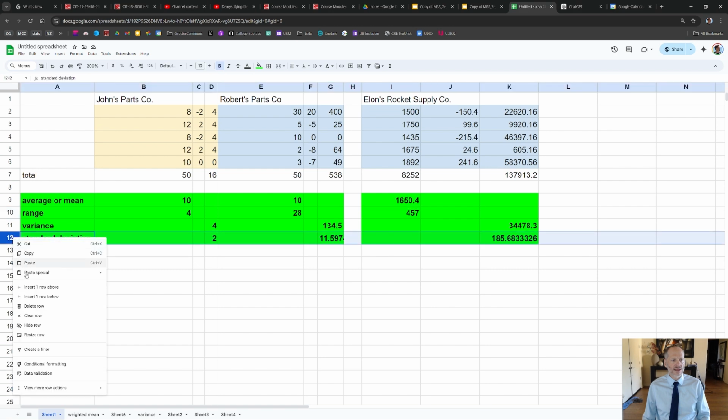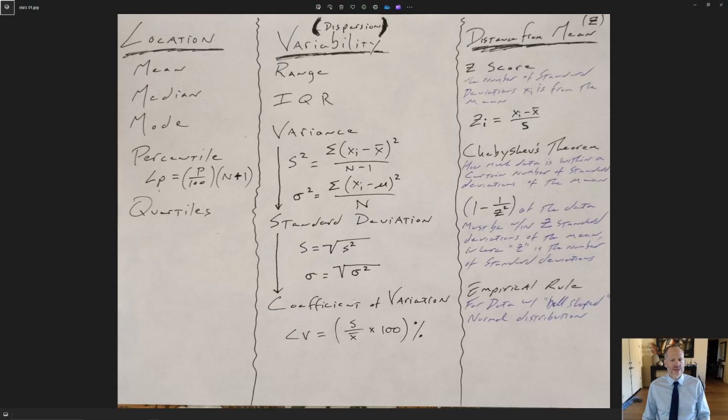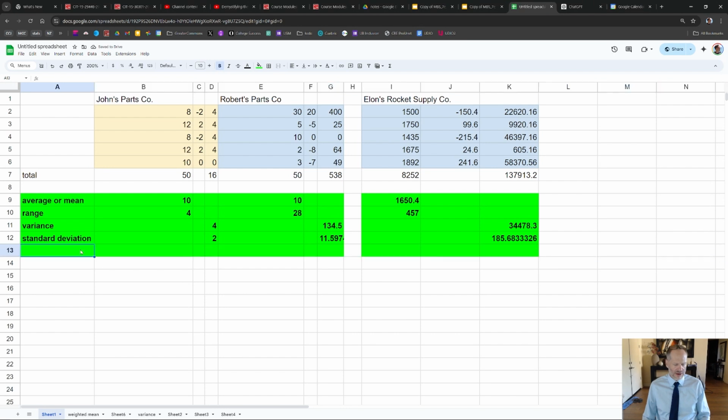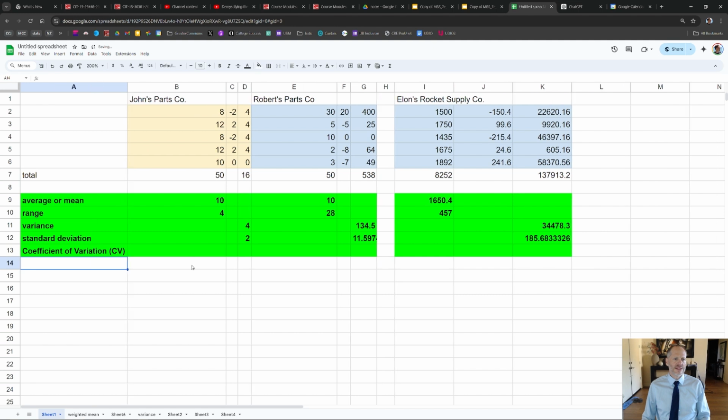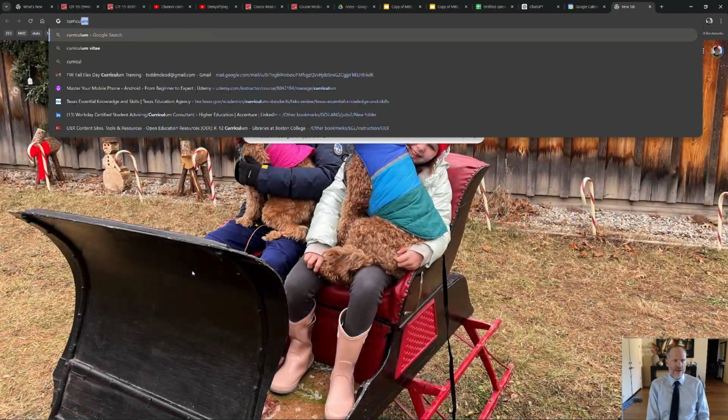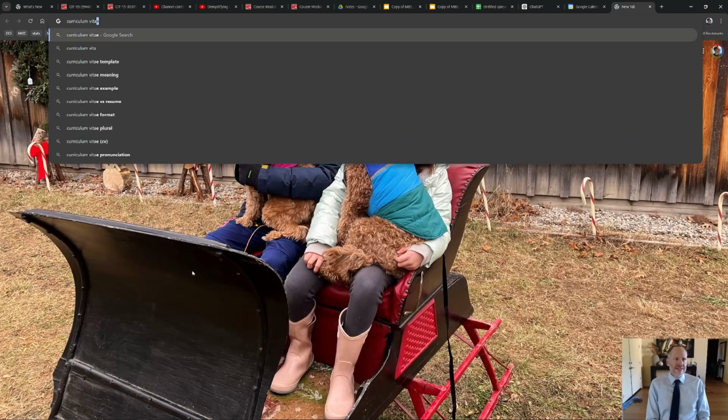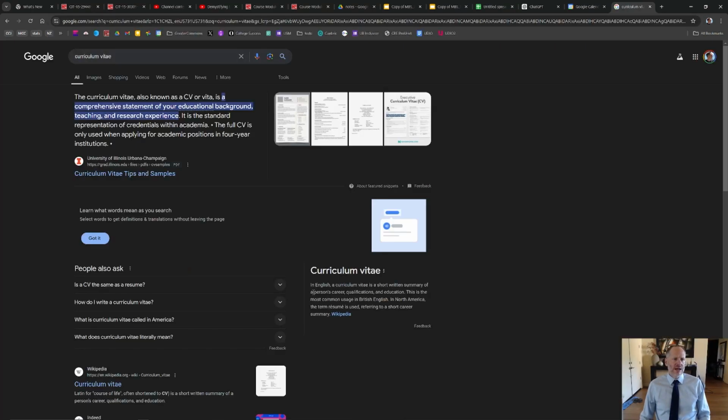So I'm going to right click this, do a row below, and this one is called coefficient of variation, abbreviated as CV. The abbreviation CV also stands for, in a separate context, curriculum vitae. I don't know if I'm saying that right. A curriculum vitae is what a resume is called in academia.